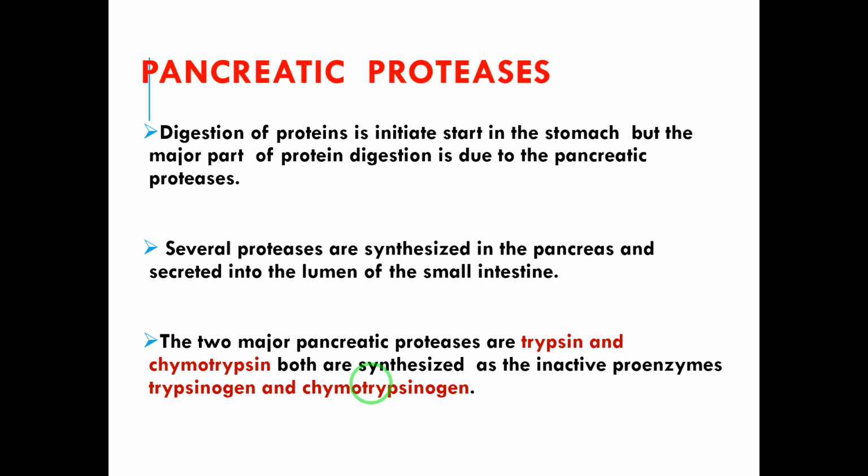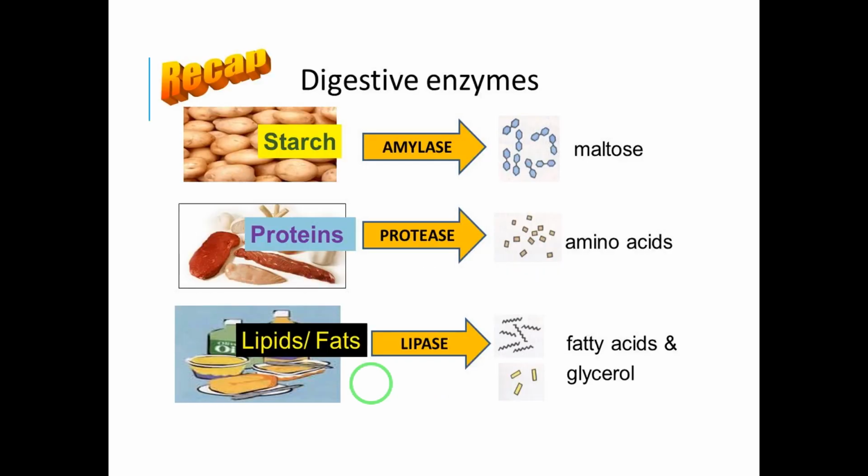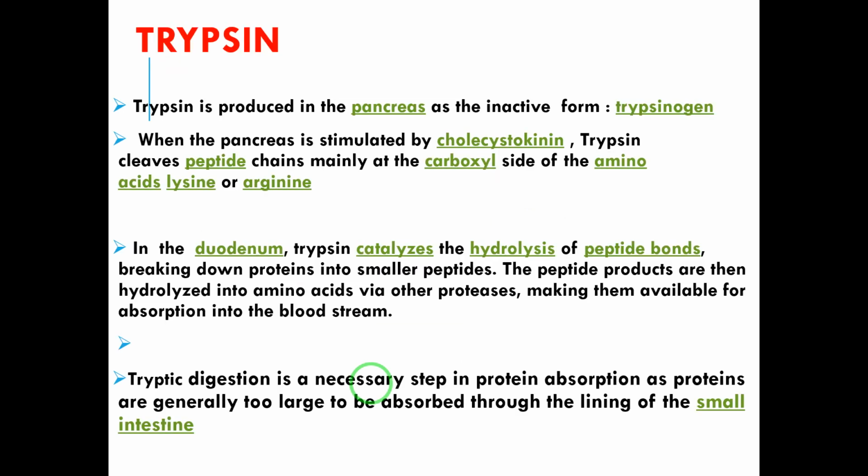Okay, so they are synthesized as inactive proenzymes because of their activity. If they were synthesized as active enzymes, this may lead to autodigestion of the pancreas. So the amylase mainly acts on starch or carbs, the protease on protein, and the lipase on the lipid or the fat.